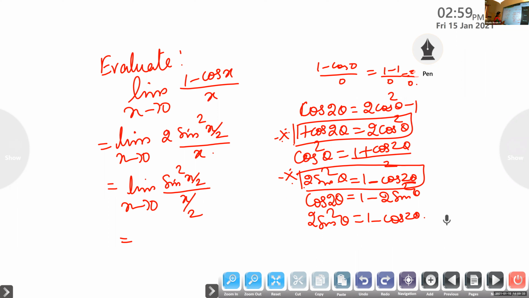Now we can write this as limit x tending to 0, sine square (x by 2) means sine (x by 2) into sine (x by 2), by (x by 2). A square means we can write this as a into a. So sine square (x by 2) is sine (x by 2) into sine (x by 2). Now what about this one, sine (x by 2) by (x by 2)? So what is sine theta by theta?